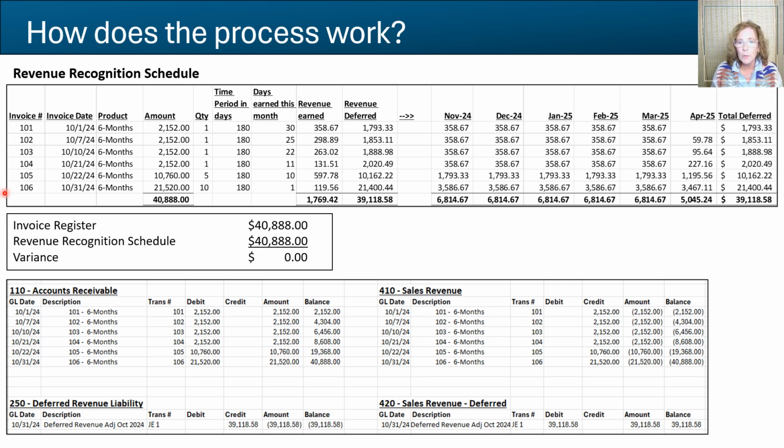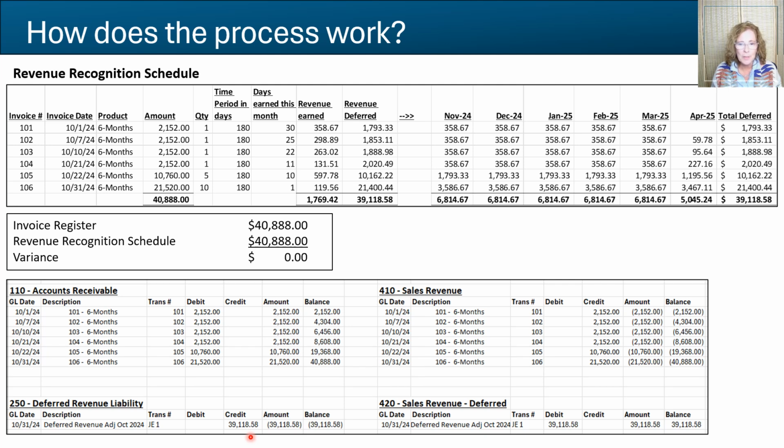The total for these 6 invoices shows us that the revenue earned for the month of October is $1,769.42, and the revenue deferred is $39,118.58. That means that our revenue recognition entry for October should be, under process 1, where we booked all revenue to the income statement, a debit to sales revenue deferred on the income statement for $39,118.58, and a credit to deferred revenue liability on the balance sheet for $39,118.58. This is what you should be seeing in your GL detail report.